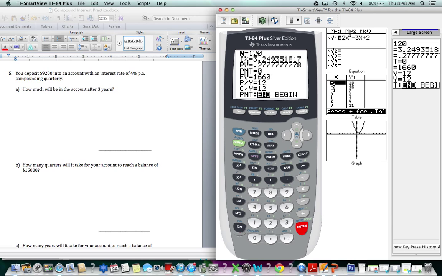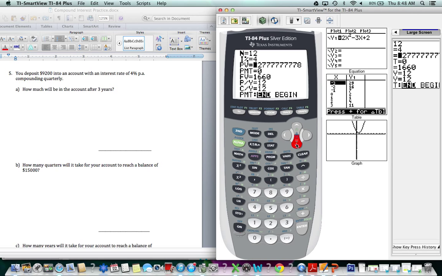So N is the number of time periods, not like the formula where N was the number of years. Now N is the number of time periods. So in 3 years, compounding quarterly, there are 4 quarters each year, which means that there are 12 quarters overall, 4 each year for 3 years. So there are 12 quarters, so we can put that in for N. Now, the interest rate is 4% per year. So we're going to actually just put 4% per year. So that I means the percentage interest per year. So we just put that in there.